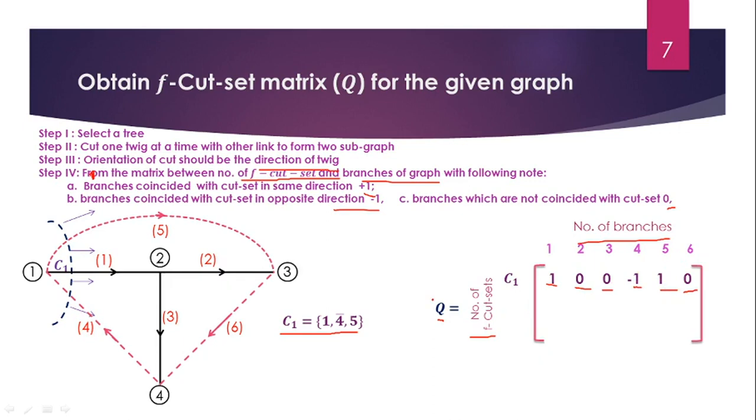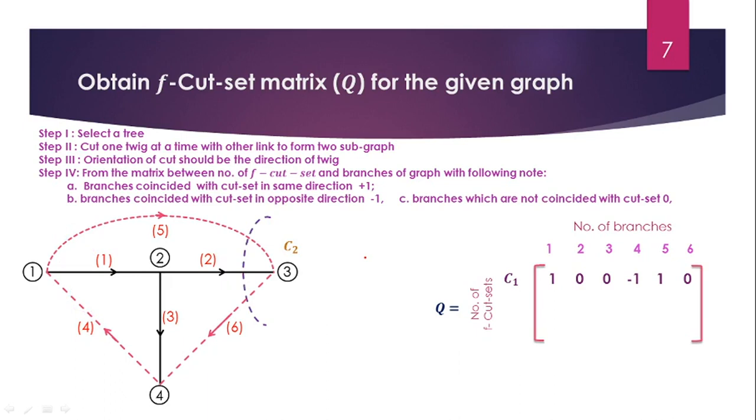Can we do another cut? How is it? We also have another twig, that is twig 2. So we can cut twig 2. Follow step 2: cut one twig at a time, only one twig. So here we cut twig 2 with the other links, that is 5 and 6. So for C2, the direction is the same as the twig direction. So C2 will cut branches 2, 5 and 6. So we are getting the C2 cut elements as follows.